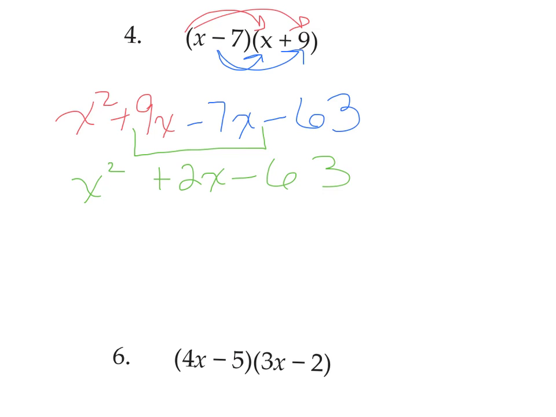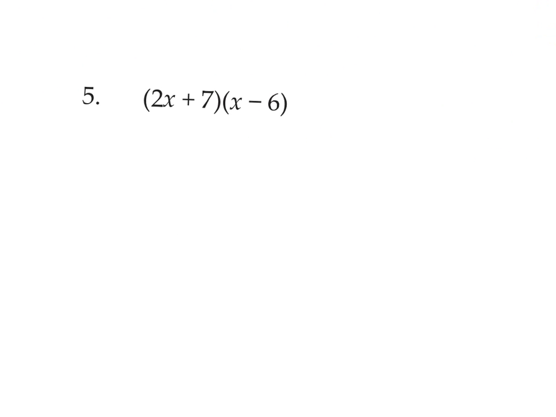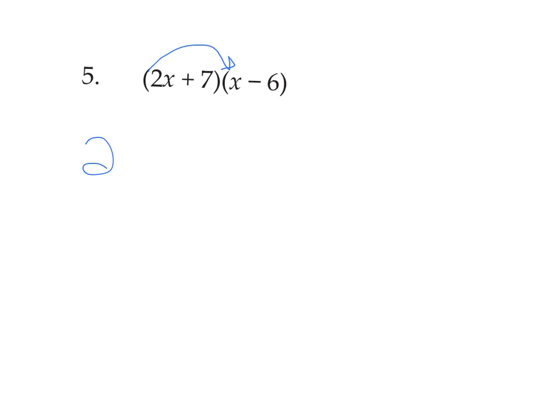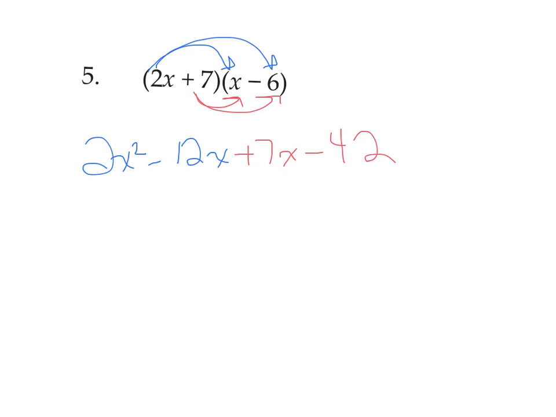All right, number 5. Double distribute again. 2x times x is 2x squared. 2x times negative 6 is negative 12x. 7 times x is 7x, positive. 7 times negative 6, negative 42. Combine like terms. Negative 12x and positive 7x are going to make negative 5x. We still have 2x squared here for the first term and negative 42 on the end.